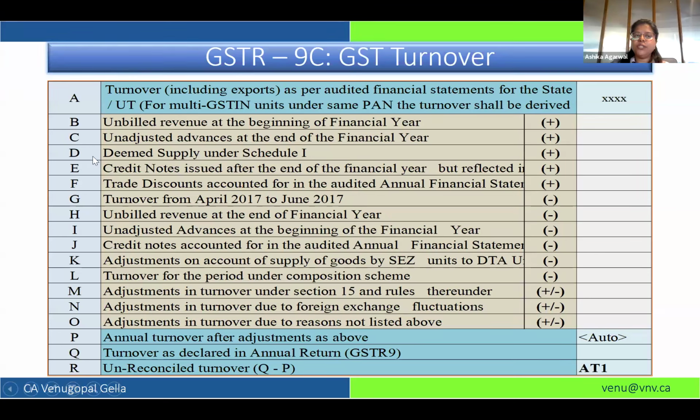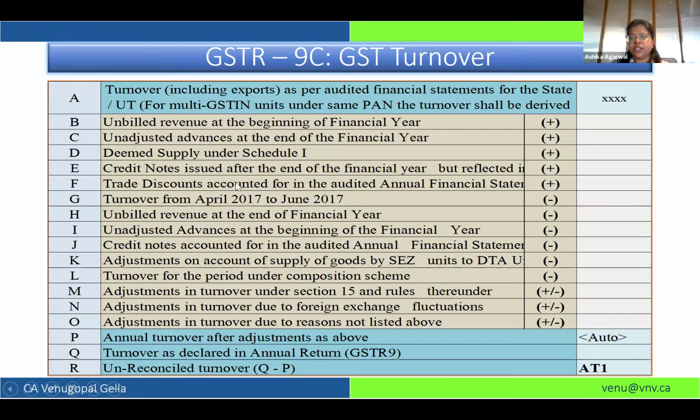So you need to report it separately under 5D. Similarly is the cross charge transaction. If any ITC you have cross charged to your other GSTN, that will also not form part of your 5A revenue, but you have to separately add it to 5D as a deemed supply under Schedule 1. 5E doesn't come generally, so I'm not discussing.